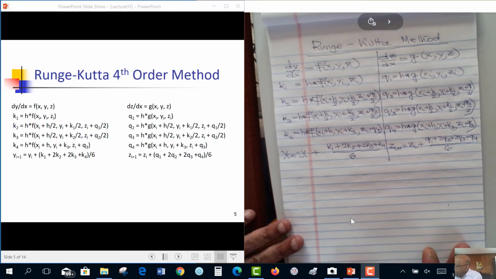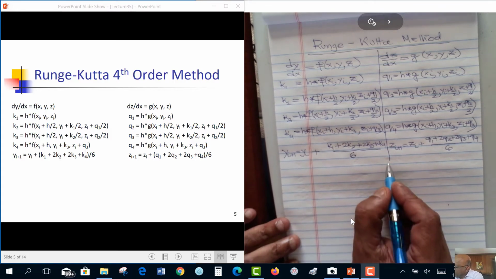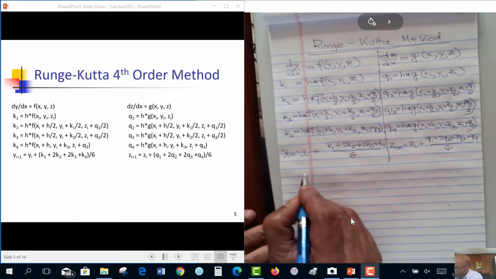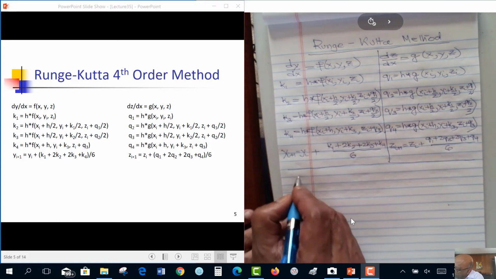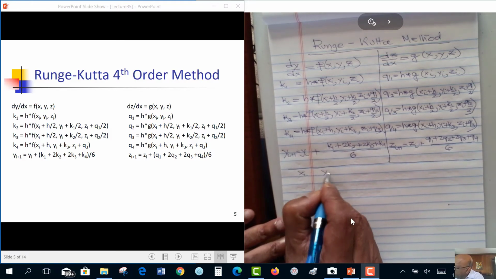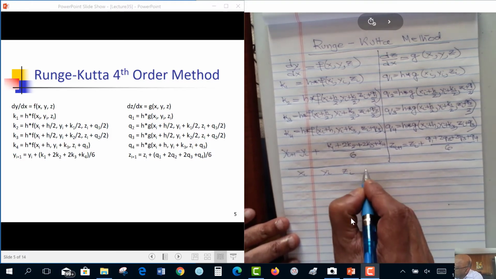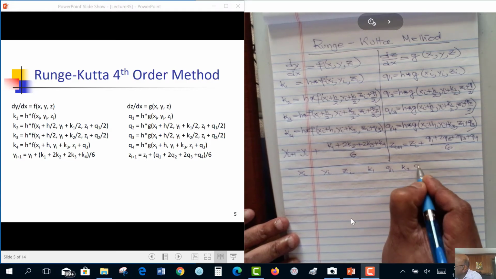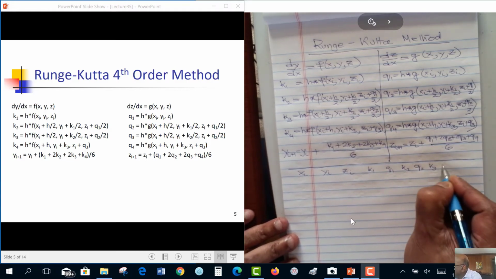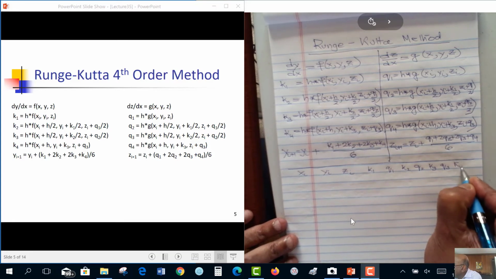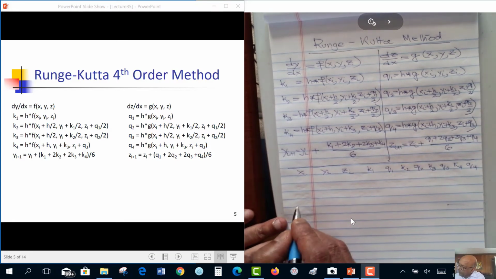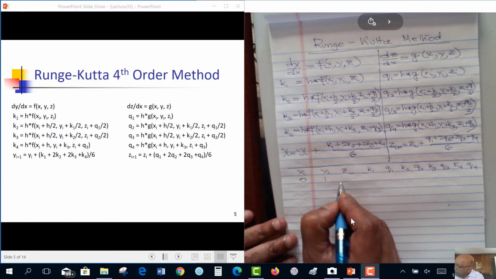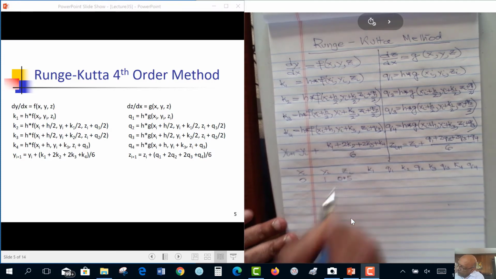Okay, let's do the same example as before. Even though we are going to write it in a tabular form, we are going to write xi, yi, zi, then we'll calculate k1, q1, k2, q2, k3, q3, k4, q4. Okay, so at x is equal to 0, y is 1, z is 0.5.